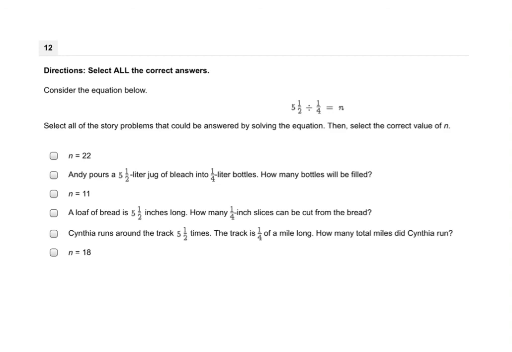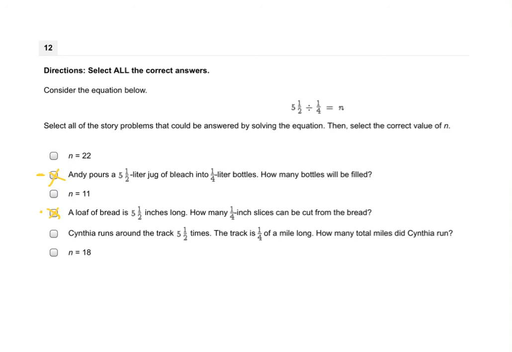So considering the equation 5 1/2 divided by 1/4 equals n, we're going to select all the story problems that could be answered by solving the equation, then select the correct value of n. So if I look at this first one, Andy pours a 5 1/2 liter jug of bleach into 1/4 liter bottles. That is division because you're starting with 5 1/2 and you're breaking it up into 1/4 pieces, so that would work. The next one, a loaf of bread is 5 1/2 inches long. How many 1/4 inch slices can be cut? That is also division because you're starting with 5 1/2 and you're cutting it up into 1/4 pieces.